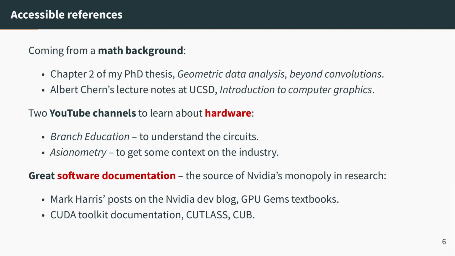So here I list a few references that I think are accessible for people who have your background. First, if you want to have a nice textbook PDF file that you can read, coming with a typical engineer background, I think you can look at chapter 2 of my PhD thesis, which is probably the main reference for everything I'm going to show today. It's called Geometric Data Analysis Beyond Convolutions. You can find it on my website. And to go a bit deeper, you can go to the lecture notes of Albert Chern, a colleague of mine in San Diego, who wrote a really nice textbook on introduction to computer graphics with lots of nice diagrams, etc.